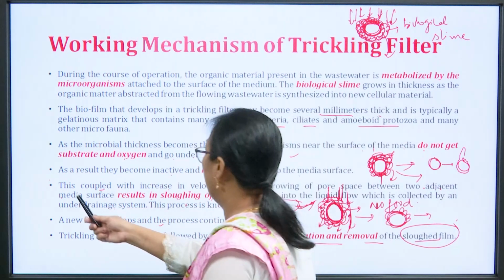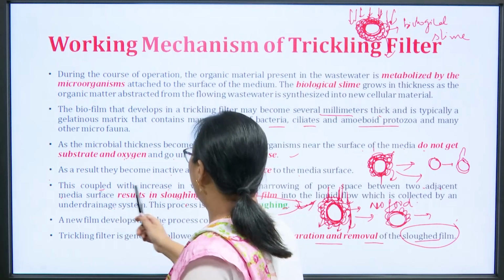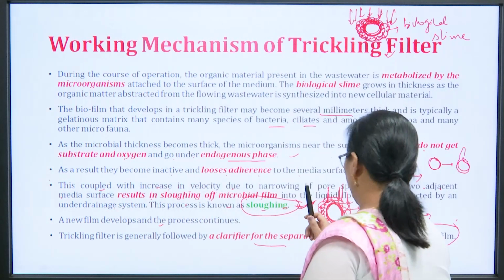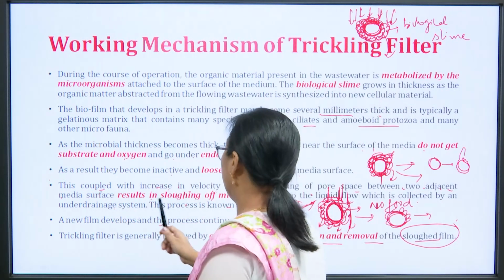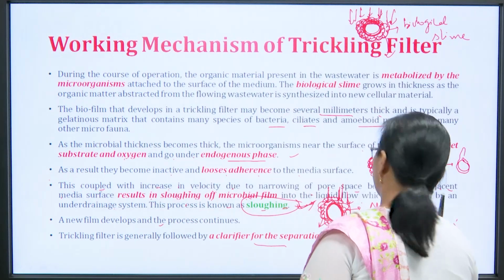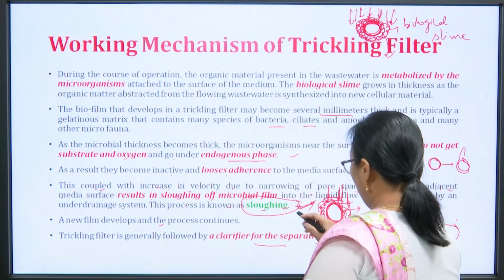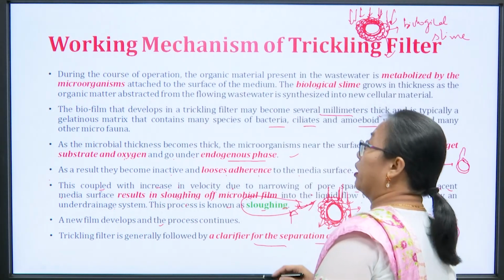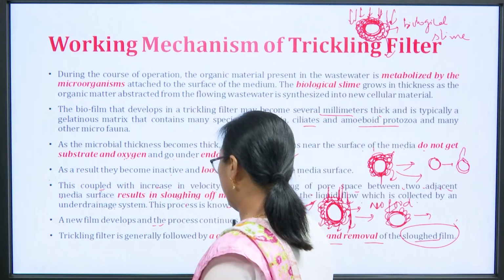So, let us read again. This coupled with increase in the velocity due to narrowing of pore space between the two adjacent media surface result in slogging of microbial film into the liquid flow, which is collected by an under drainage system. This process is known as slogging. Slogging is a very important term for trickling filters, right. Then a new film develops and the process continues.